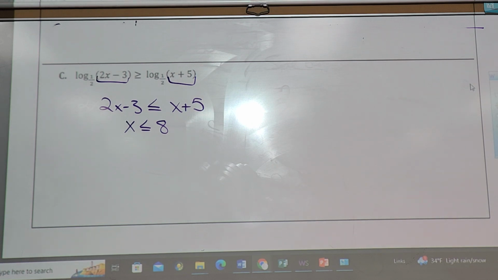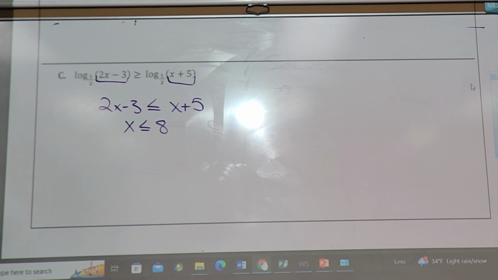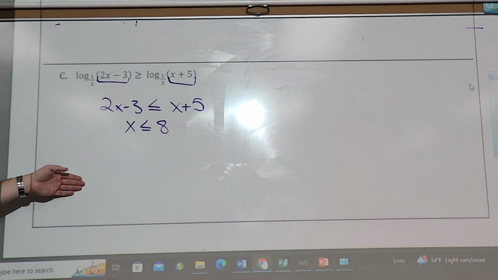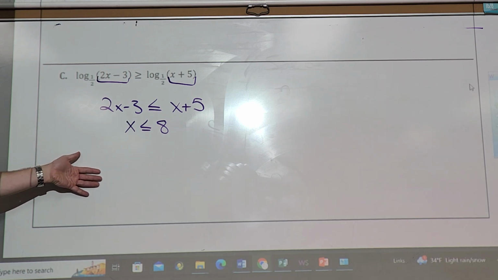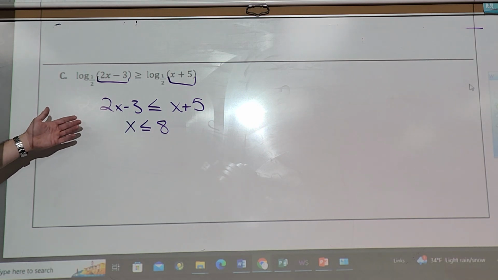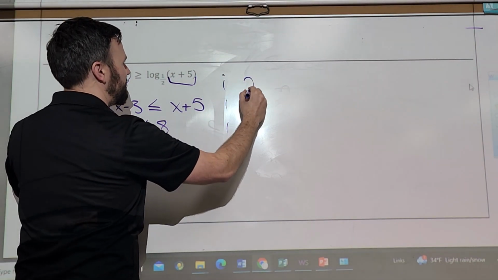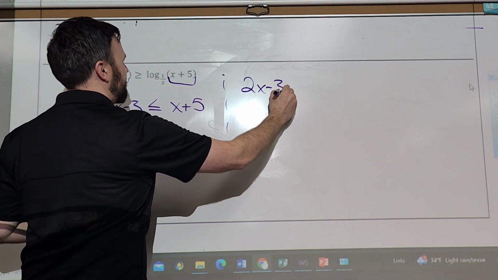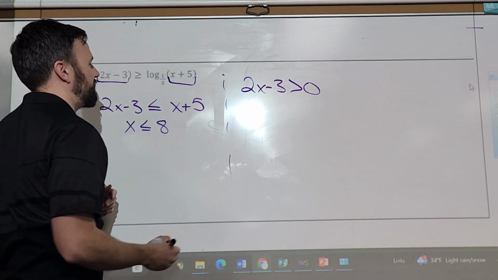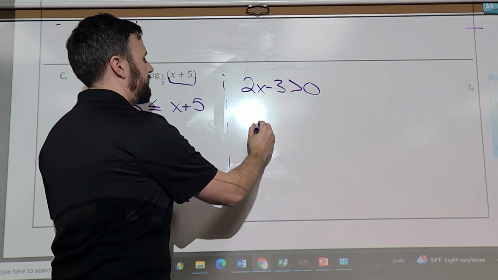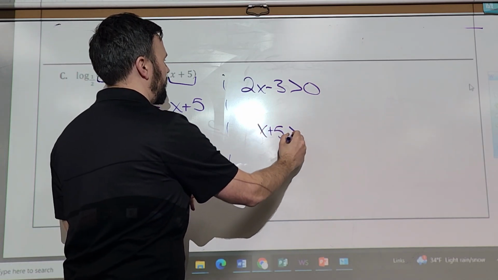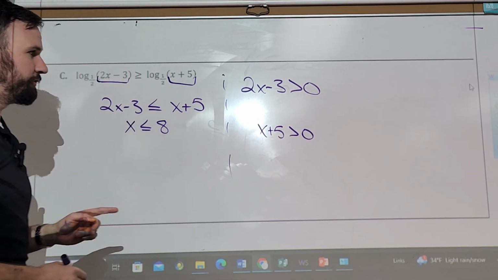Wait a second. x is less than 8. Does that encompass negative numbers, like negative infinity? Yes. Uh-oh, SpaghettiOs. Sidebar. So what do I have to know about this piece? 2x minus 3 has to be greater than 0, right? Also, x plus 5 has to be greater than 0. Right?